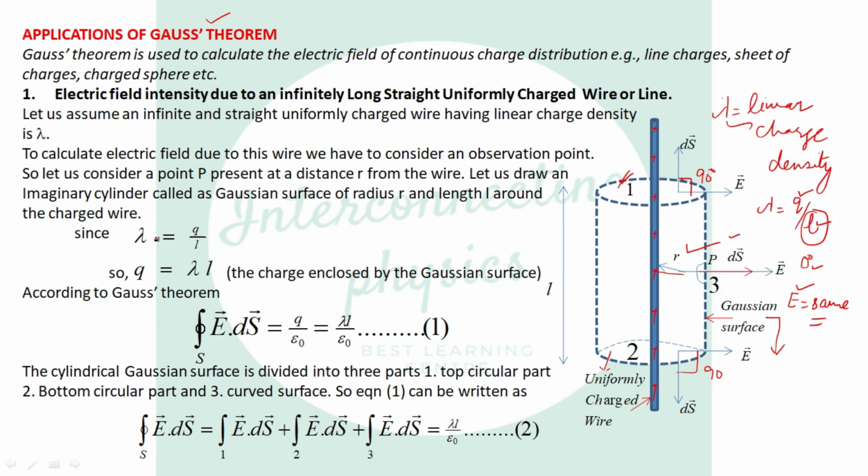Now we have to apply Gauss theorem. What does Gauss theorem say? The closed integral of E dot ds equals Q over epsilon naught. And if lambda equals Q divided by L, then Q will be lambda times L, so we write lambda L here. Now the cylindrical Gaussian surface is divided into three parts, 1, 2 and 3, so we open this closed integral into three parts.